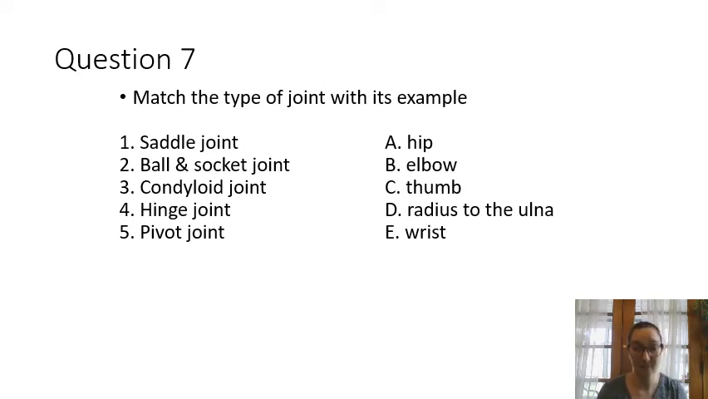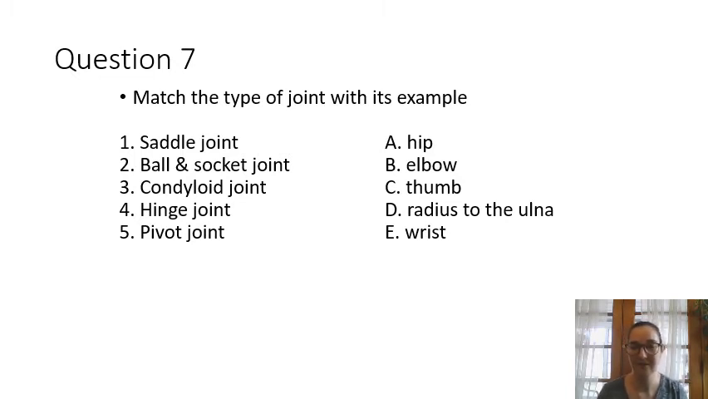Okay, here, match the type of joint with an example of that kind of joint. Take a look through these different types of joints here, and I'll give you a second. Saddle joint, ball and socket, condyloid, hinge, and pivot, and think about what are some examples of those types of joints in the body. Let's start with the saddle joint. What do you think? Yeah, that's going to be the thumb. The ability to move your thumb all around like this makes it a saddle. Ball and socket, that one's going to be the hip. So the hip is a ball and socket joint.